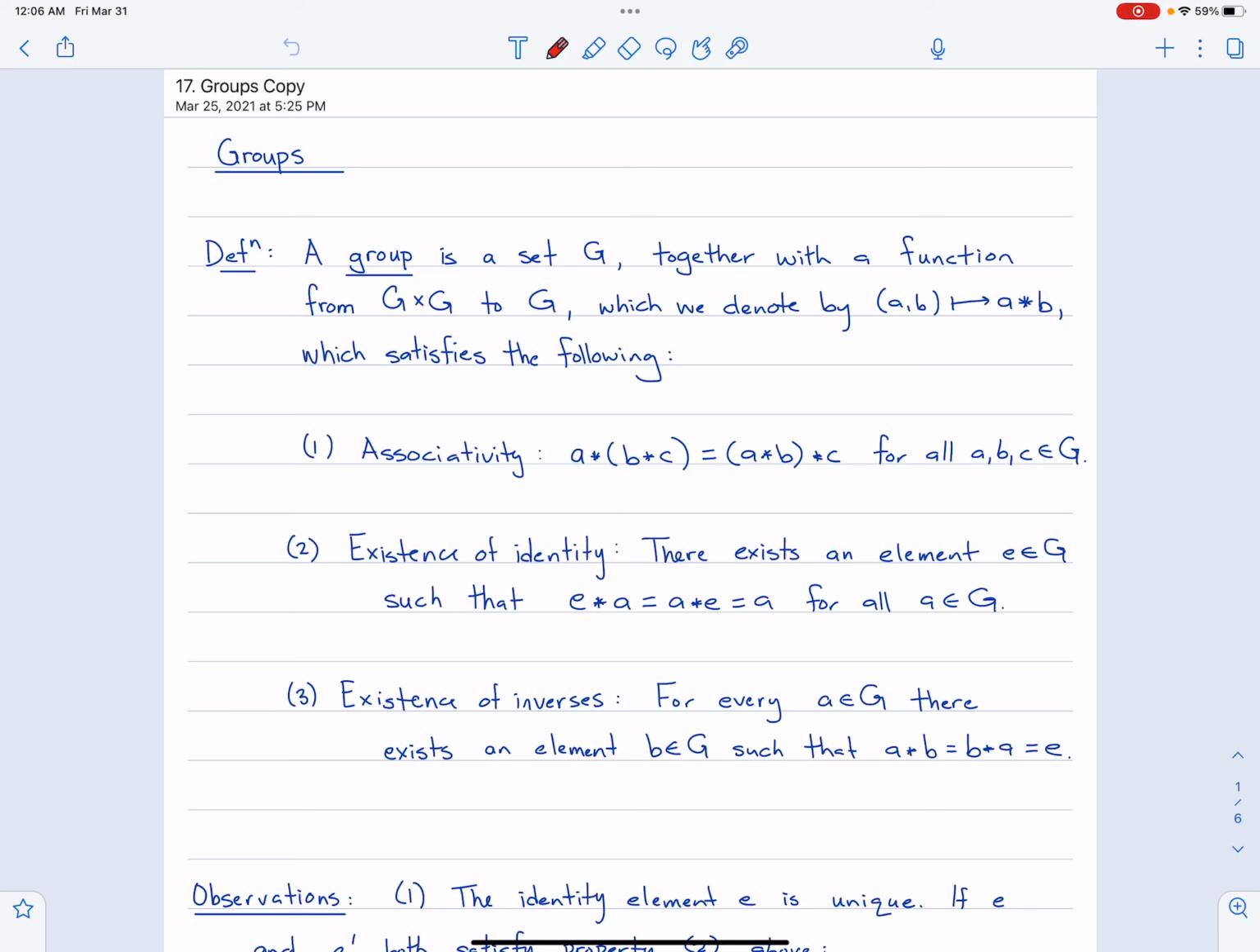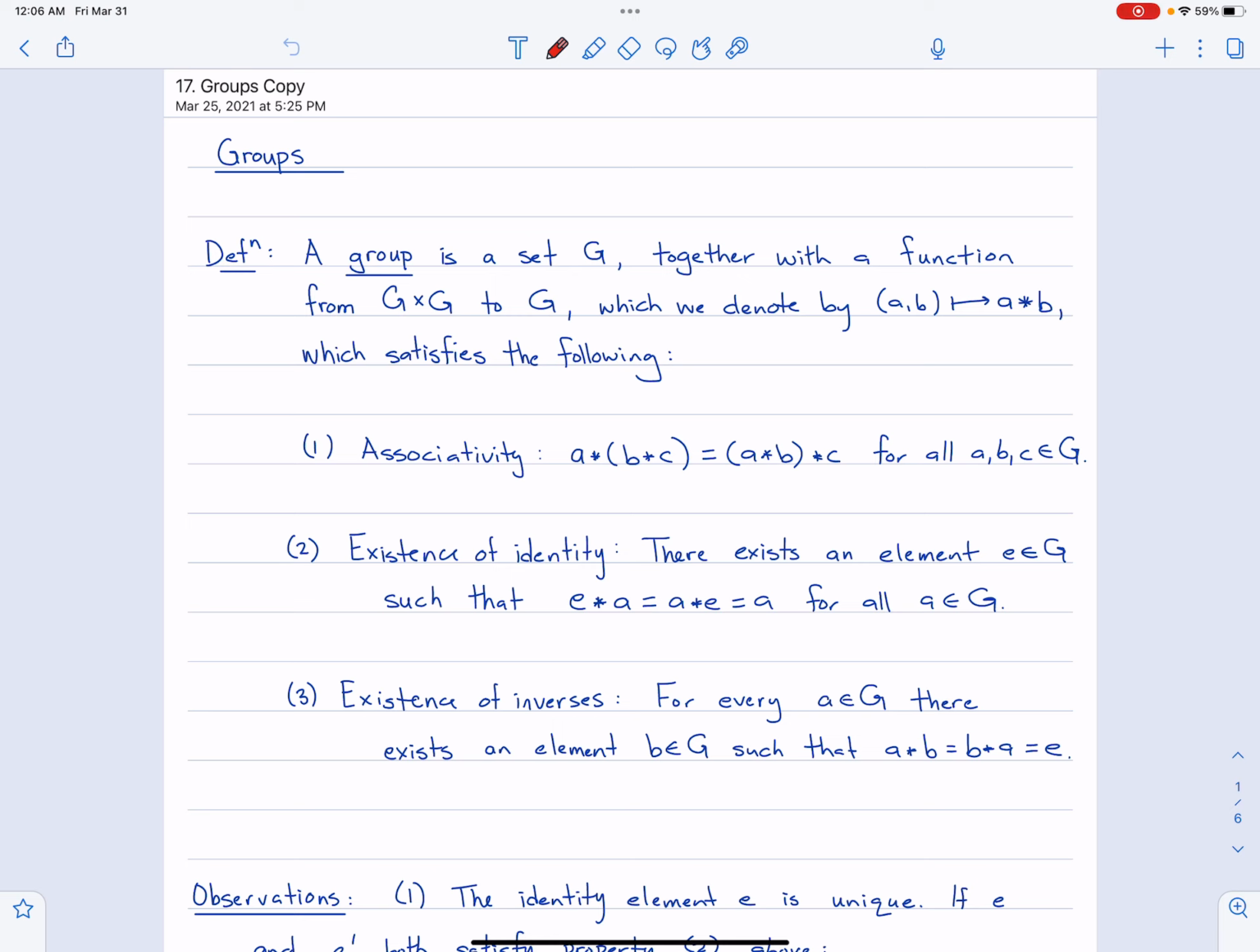All right, so as promised, today we're just going to do a review of group theory. And again, the reason is because eventually we want to define the fundamental group of a topological space. But the fundamental group, as its name suggests, is a group.